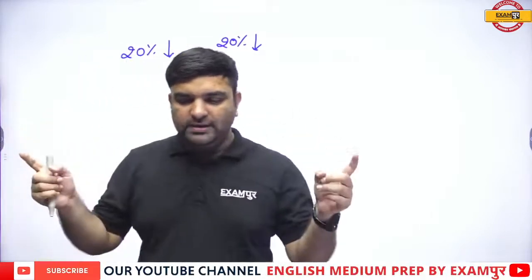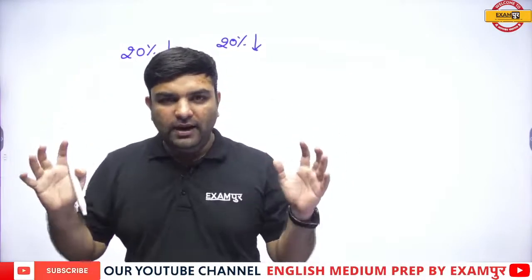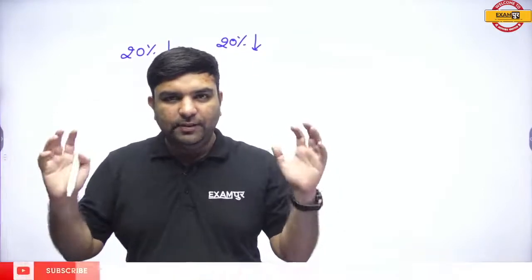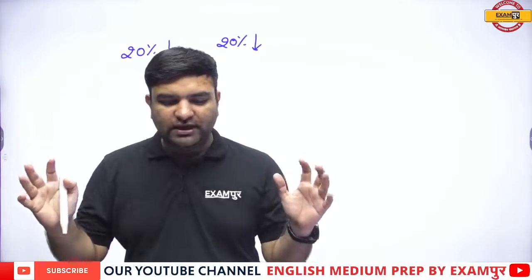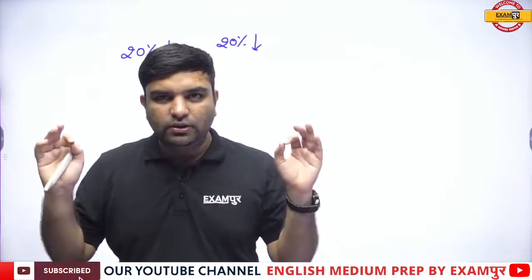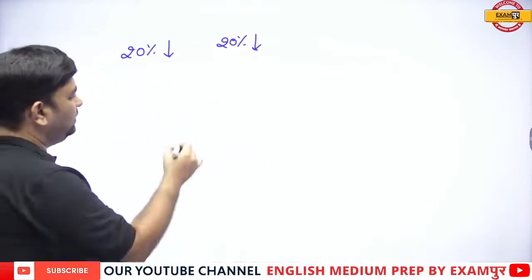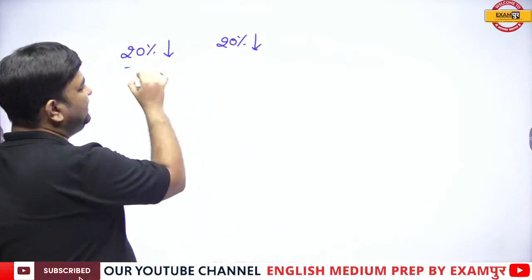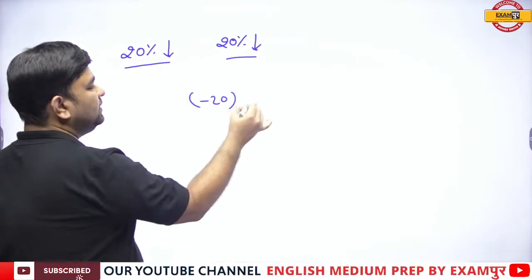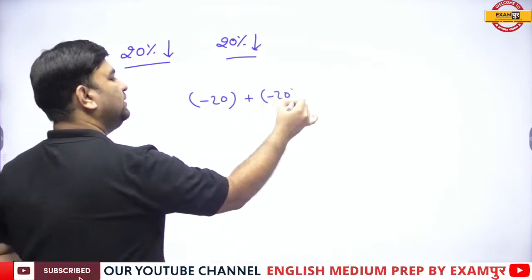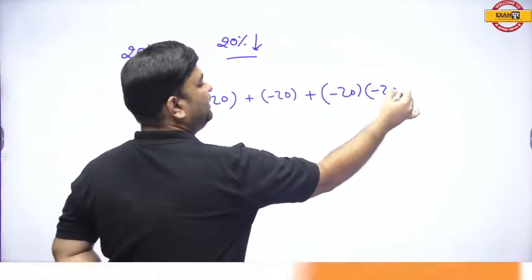What did I say, guys? I said always use the value with the sign. Increment means positive, decrement means negative. So if there is an increment, use the positive sign. If there is a decrement, use the negative sign. So now there is a decrement. So minus 20 plus minus 20 plus minus 20 into minus 20 divided by 100.